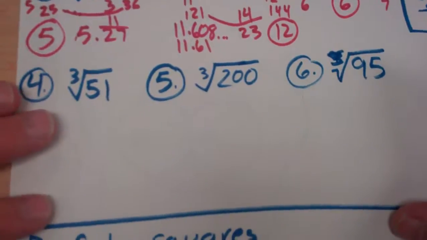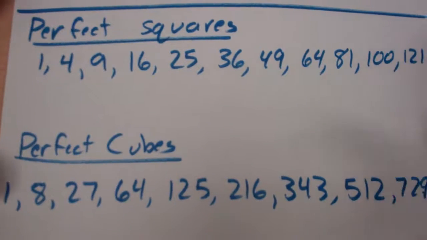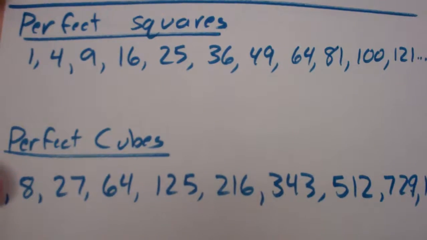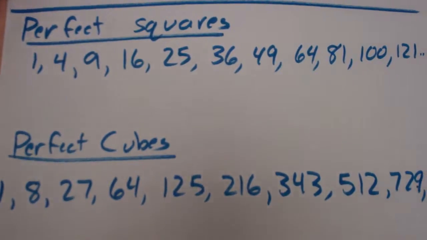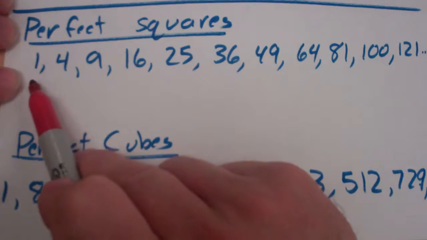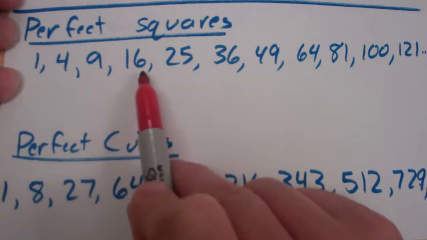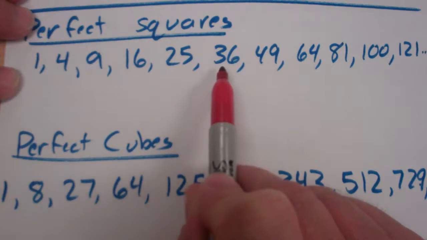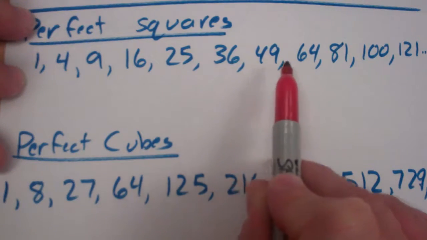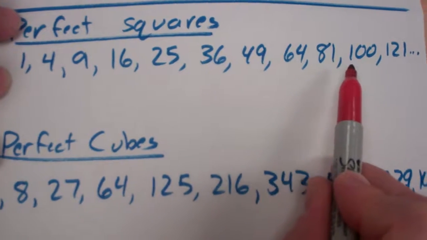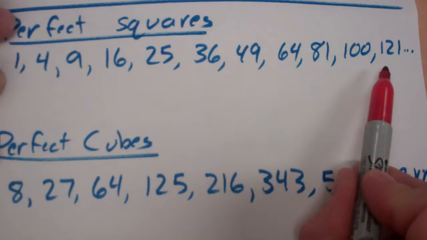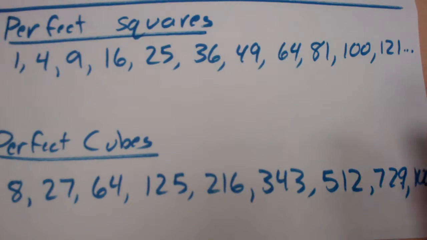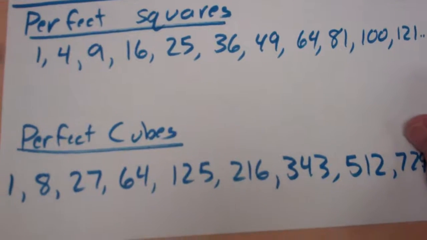Cube root. Okay, so to do cube roots, really, once again, I'm going to show you this list. This is a list that should be kind of in your head eventually. Perfect squares. This is 1 times 1, 2 times 2, 3 times 3, 4 times 4. 5 times itself, 6 times itself, 7 times itself. 8 squared, 9 squared, 10 squared, 11 squared, so on and so forth. So that should be a group of numbers that you recognize as perfect squares.